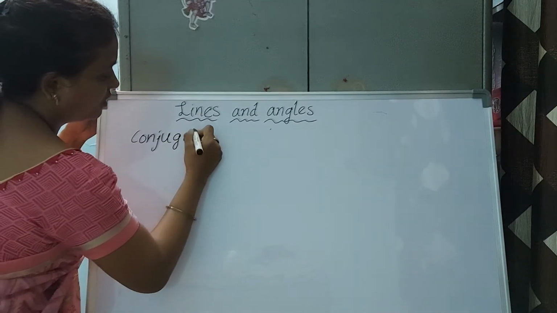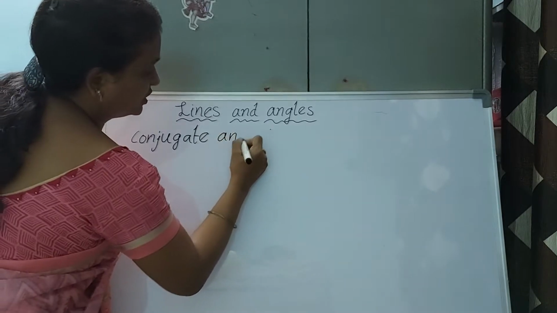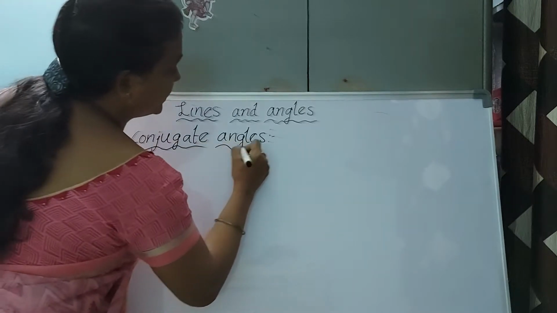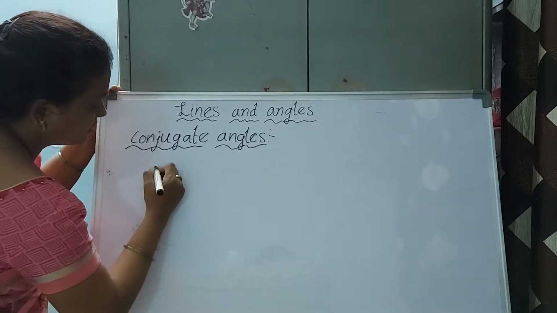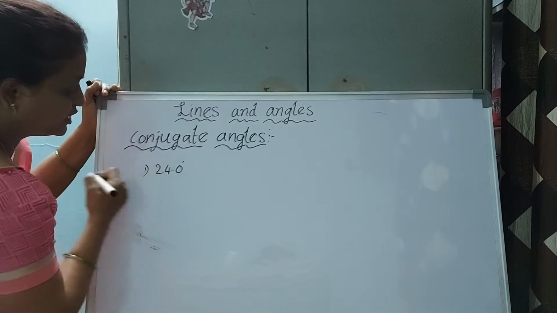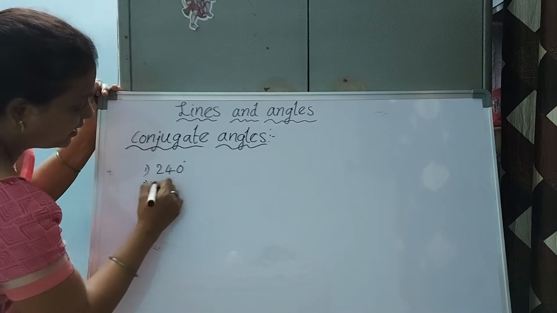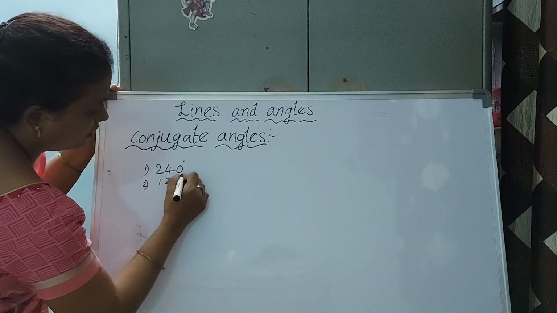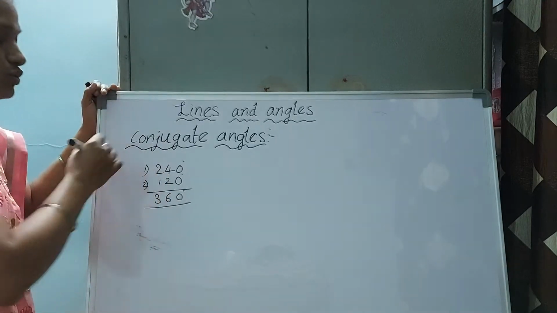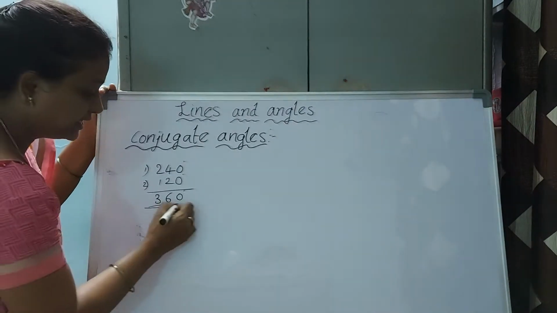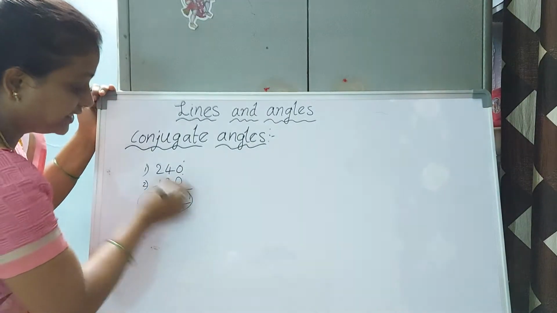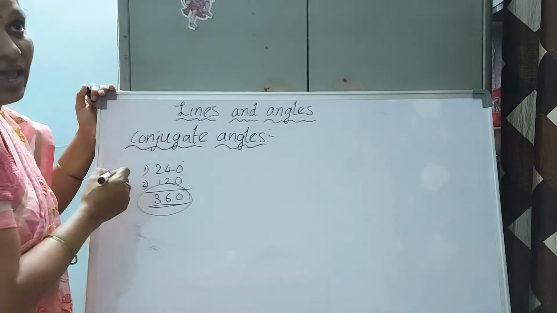Conjugate angles means the sum of two angles is equal to 360 degrees. For example, one angle is 240 degrees. If one angle is 240, then what is the other angle? 120 degrees. Total 360 degrees. If the sum of the two angles is 360 degrees, then we call them conjugate angles.